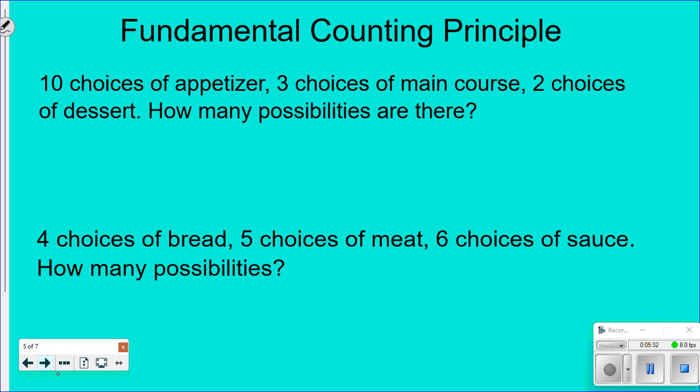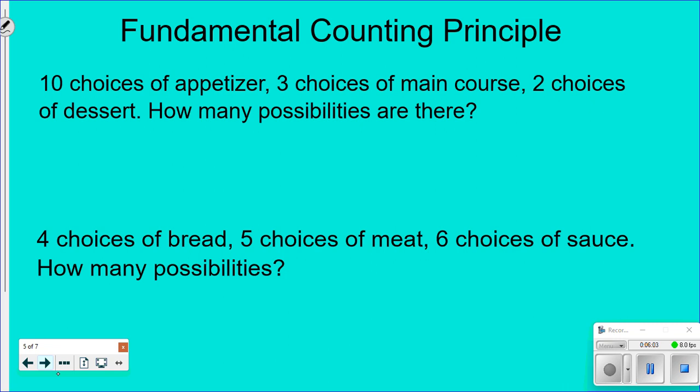Now this is the only time you can use the fundamental counting principle, and it's when you just need to know how many possibilities there are. And maybe they don't ask for the sample space, they just want to know how many possibilities there are. So if I have 10 choices of appetizer, 3 choices of main course, and 2 choices of dessert, I want to know how many possibilities there are. Now, if I made a tree diagram, it would be huge. A tree diagram could work for this, but there's also a different way to solve this if you just want to know the number of possibilities.